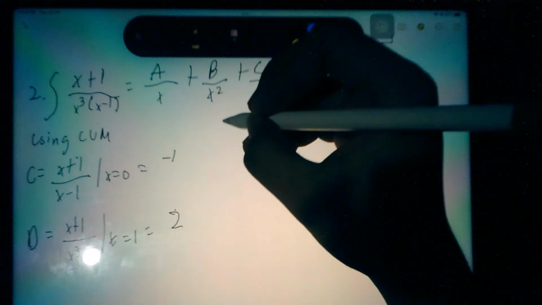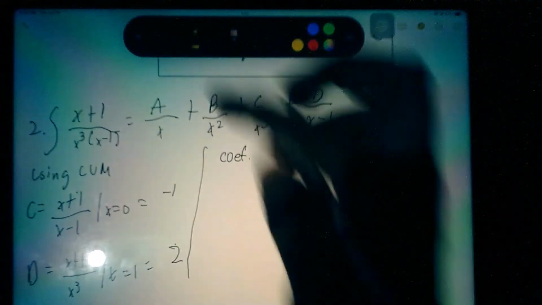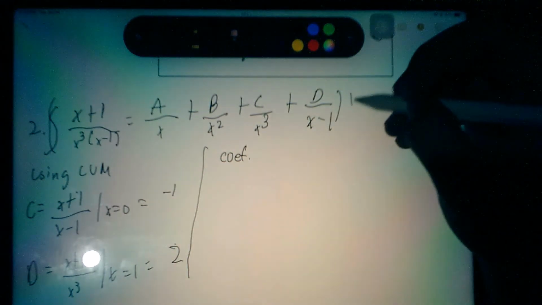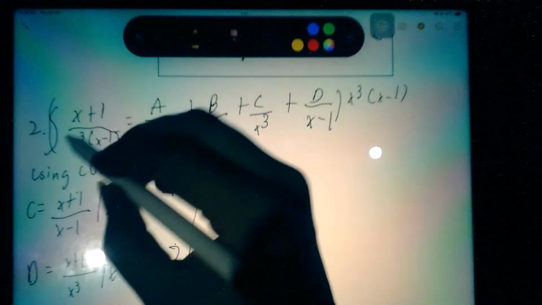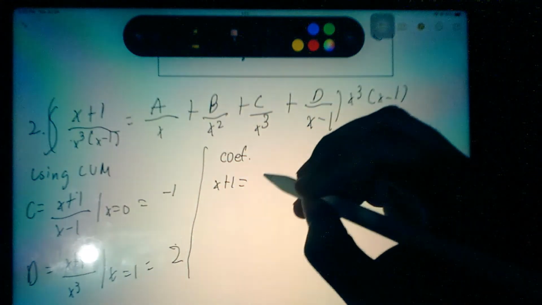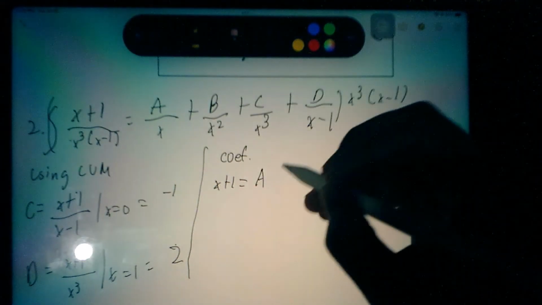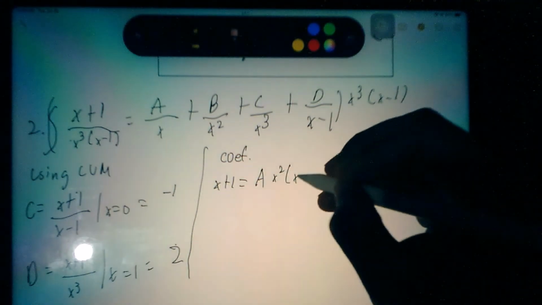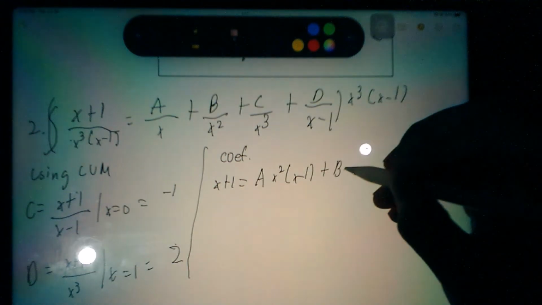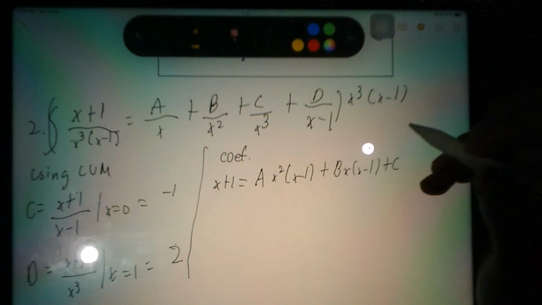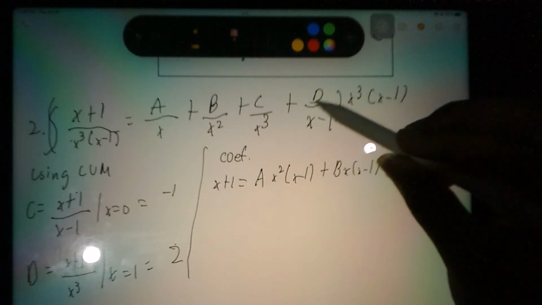And now by using the coefficient method, by multiplying the LCD here, which is x cubed and x minus 1, x plus 1 here, this will cancel out, so x plus 1 is equal to a x cubed here, and x here will just cancel out, so this will become x squared times x minus 1 plus b x cubed over x squared is equal to x times x minus 1 plus c x cubed, and x cubed will cancel out, so we are left with x minus 1 plus d, which is x cubed.